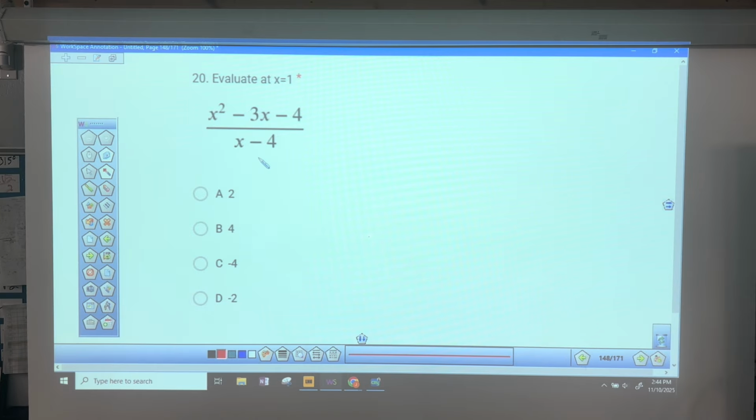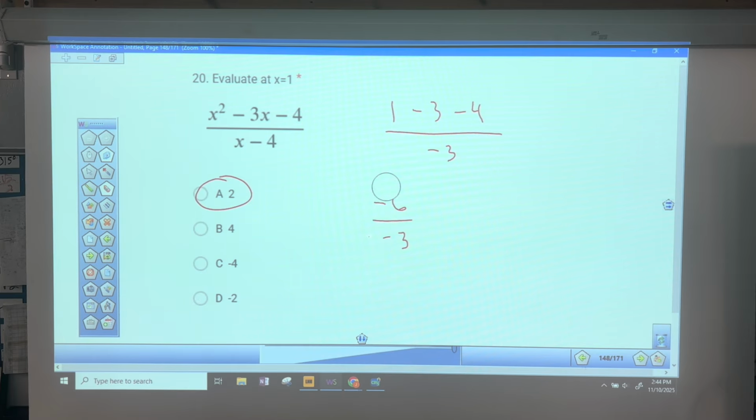Evaluate x equals 1. I could do synthetic, or I could just plug in 1. So 1 times 1 is 1. Negative 3 times 1 is negative 3. Minus 4 over 1 minus 4 is negative 3. Ooh, so that's negative 7 plus 1 is negative 6 over negative 3. That should equal positive 2.